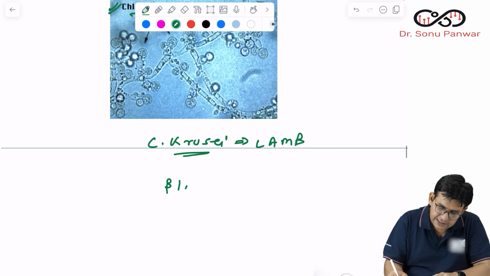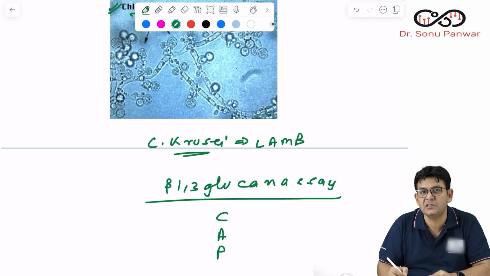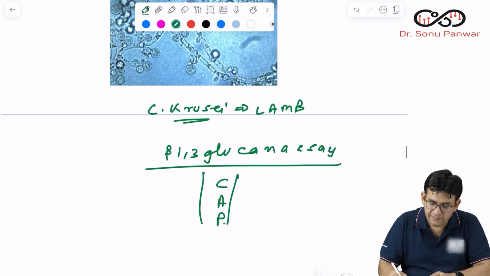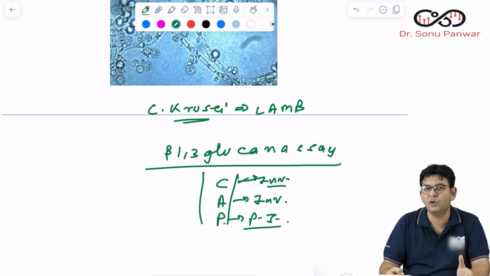I think everybody knows this and should know it. Beta 1,3 glucan assay is done for invasive candidiasis, invasive aspergillosis, and Pneumocystis jirovecii. Remember, this is not for Cryptococcus. It is for invasive candidiasis, invasive aspergillosis, and Pneumocystis jirovecii, which causes Pneumocystis pneumonia in HIV positive patients at a CD4 count of how much?